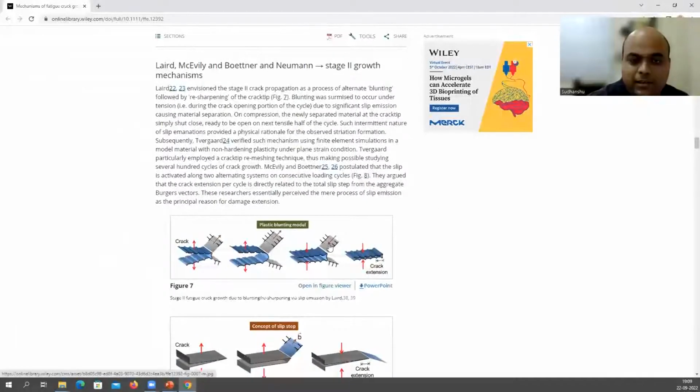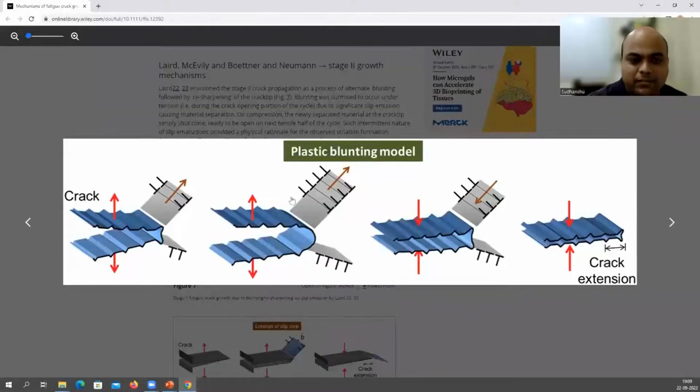This is the plastic blunting model, 3D view. You can nicely see it. You have this crack, you are opening it, so the crack is getting blunted because of the emission of dislocations. While unloading, you are again resharpening the crack, and in this way you are incrementing the crack length. You can see the crack position was initially here, and now there is an extension of the crack.